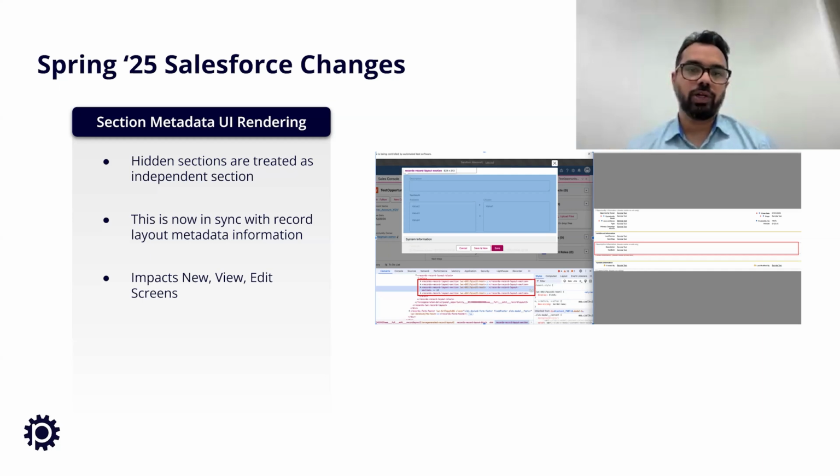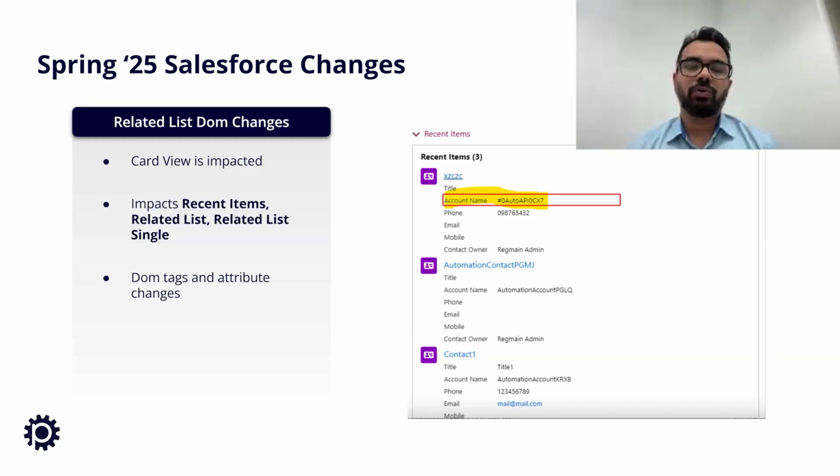I wanted to point this out because if you have been using any locator considering these hierarchies, or the indexing of these record tags, then those will be affected. Now Salesforce has kept it in sync, and Provar is also working fine in these scenarios. The impact was huge because it is impacting all new edit screens. But as I said, Provar is compatible with all these changes and will have no impact on existing scripts. We have also seen DOM changes around recent items, related list single, and these changes are pretty specific to the card layout.